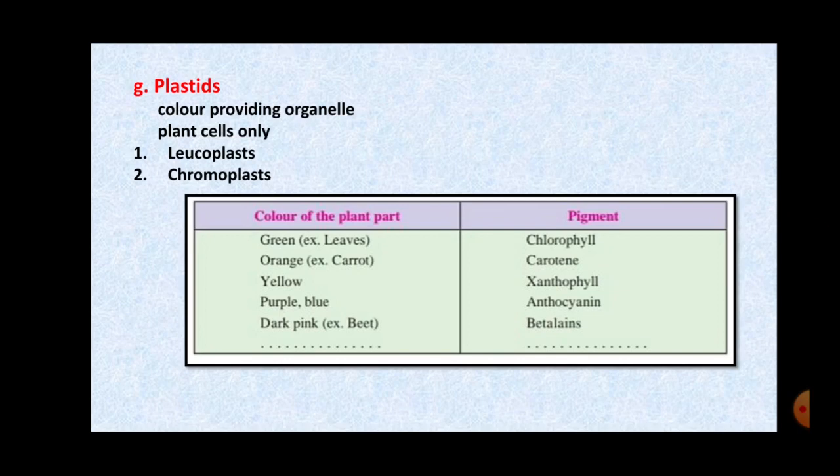beetroot. Okay, so these are the different pigments which are present in the chromoplast of different plants, and they give different colors to the organ.